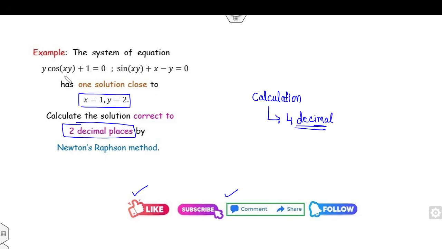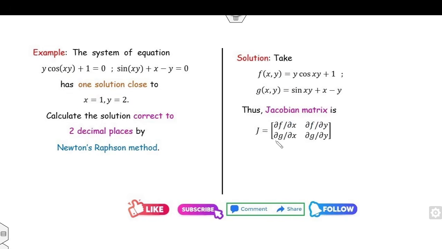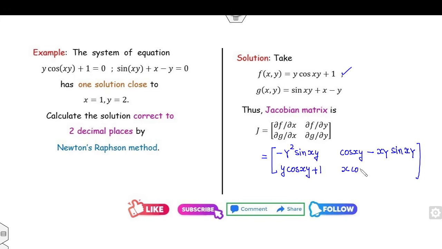Fine. Now firstly, I can take this as my f, this as my g, and try to find the Jacobian matrix. What is the derivative of f with respect to x? It is minus y squared sine of xy. Can you find the derivative of f with respect to y? It's a product rule. It's cos xy minus xy into sine xy. Can you find the derivative of g with respect to x? It is y cos xy plus 1, and for g with respect to y it is x cos xy minus 1.